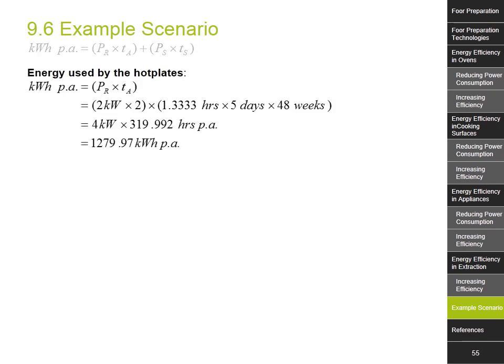To determine the energy used by the hot plates, we substitute in the rated power of the hot plates, which we know to be 2 kilowatts, multiplied by 2 hot plates. The time of active use of 80 minutes, or 1.333 hours per day, 5 days per week, 48 weeks per year, is also inserted. This gives us a total active energy consumption of 1,279.97 kilowatt hours per annum.